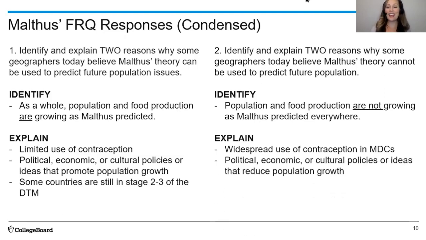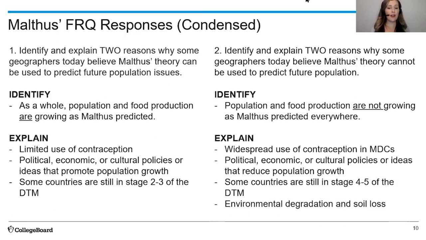We also see political, economic, or cultural policies or ideas that reduce population growth, that have encouraged people to have fewer children, successful policies that have dramatically reduced birth rates in countries like China and in South Korea, successful in the sense that they achieved the goal of reducing the population. Some countries are still in stage 4 or are at stage 4 and 5 of the DTM. They are experiencing either very low population growth or in some cases, negative population growth in stage 5.